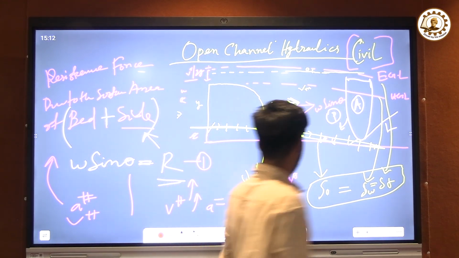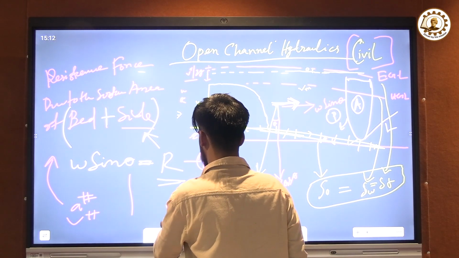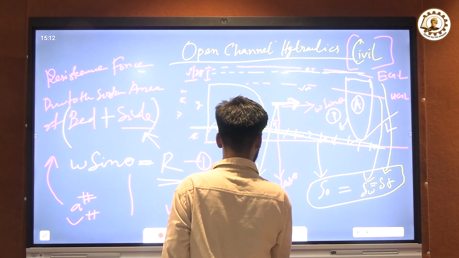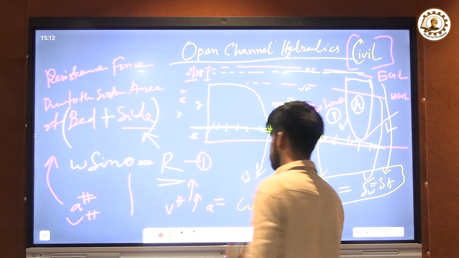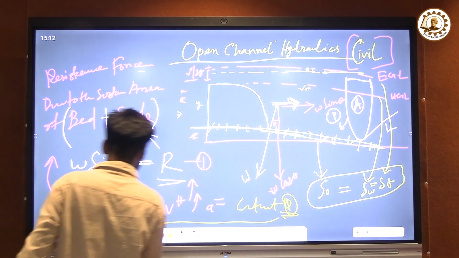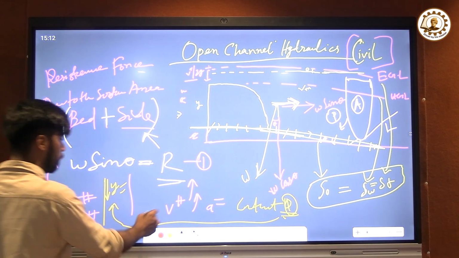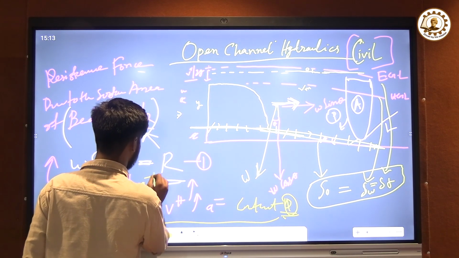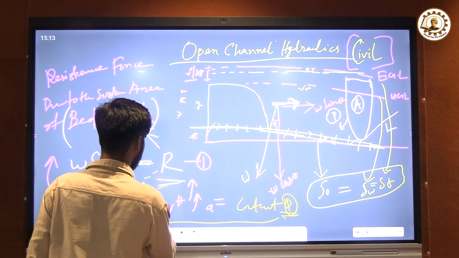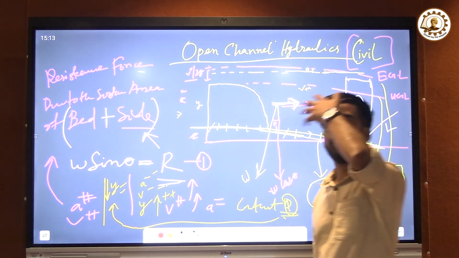Now, for a constant discharge, if we provide a constant discharge, constant Q, then what happens? If at a particular constant discharge the velocity is increasing, the flow depth will automatically decrease. And if the velocity acceleration is decreasing, velocity will decrease and the flow depth will increase. That's what happens in an ideal uniform flow.